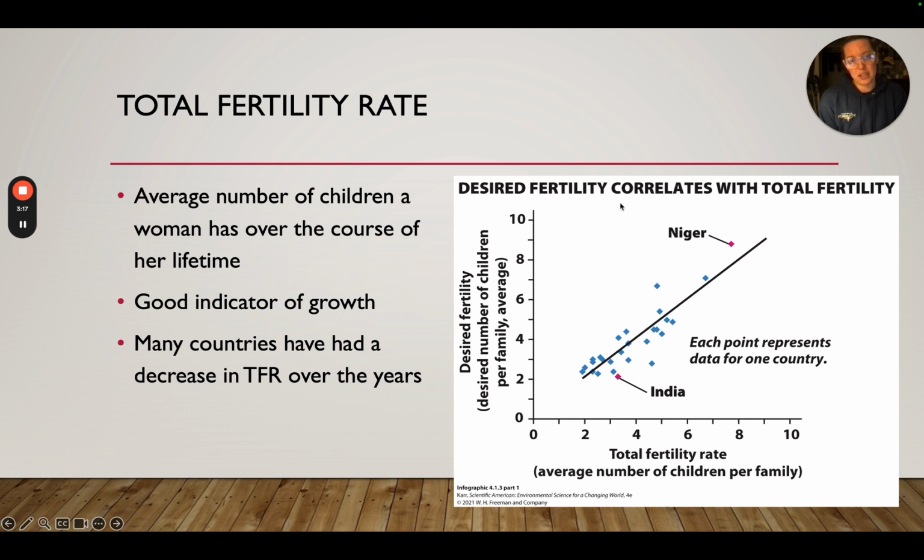This graph is looking at the total fertility rate on the bottom, on the x-axis, which is the average number of children per family. And then the y-axis is looking at desired fertility, which is the number of children that people want to have on average. This is from your book, but I wanted to showcase that the total fertility rate can range anywhere from 2 to 10 or so, and each data point here represents data for one country. Kind of interesting there.